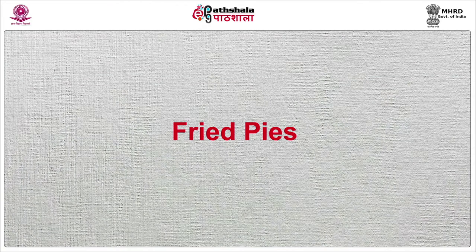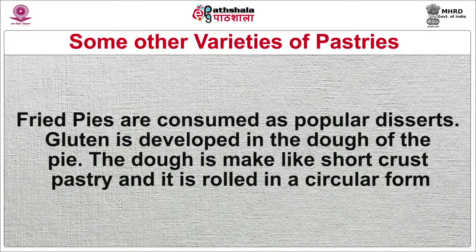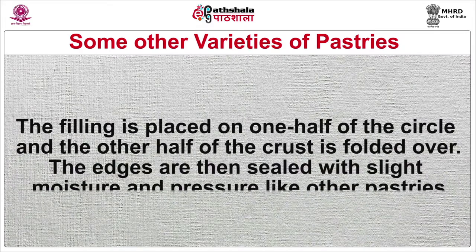Fried pies. Fried pies are consumed as popular desserts. Gluten is developed in the dough of the pie. The dough is like short crust pastry and it is rolled in a circular form. The filling is placed on one half of the circle and the other half of the crust is folded over. The edges are then sealed with slight moisture and pressure like other pastries.